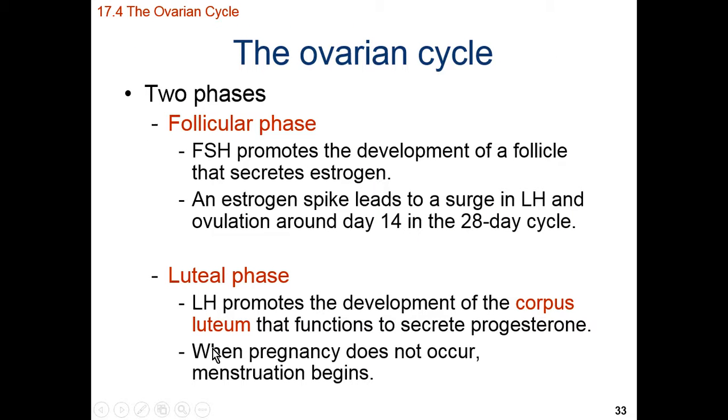The two main phases of the ovarian cycle can be broken up by ovulation. Day 14 is when ovulation occurs in that idealized 28-day cycle. So before day 14, we have the follicular phase, when the follicle is growing. After day 14, after ovulation, after the corpus luteum has formed, we have the luteal phase. If pregnancy does not occur, menstruation will typically begin at day 28 and reset the menstrual cycle.